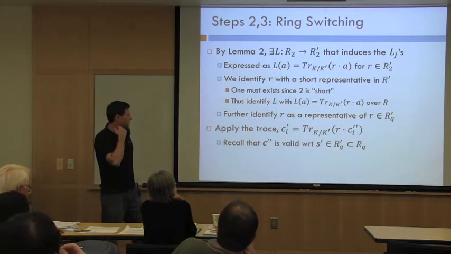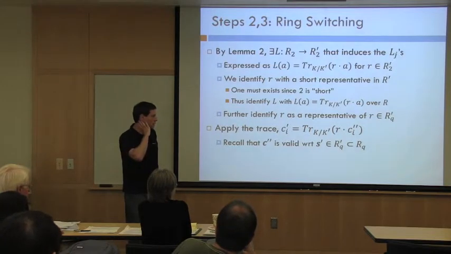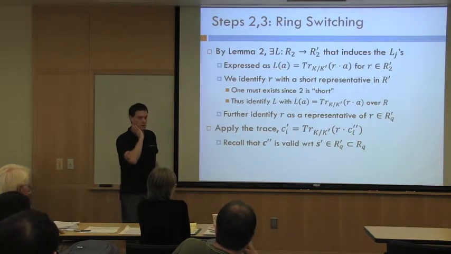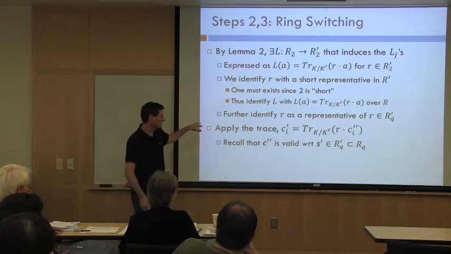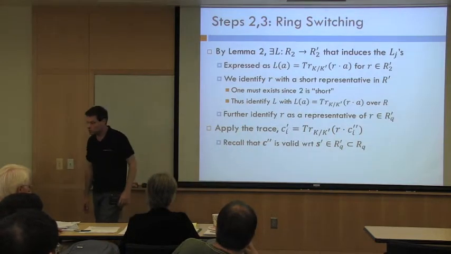And now that it's over the ring, we can think about it as a representative. It's over the ring and it's small. So we can think about it as a representative in R_q. And now we're ready to apply the trace. So that's what we do.